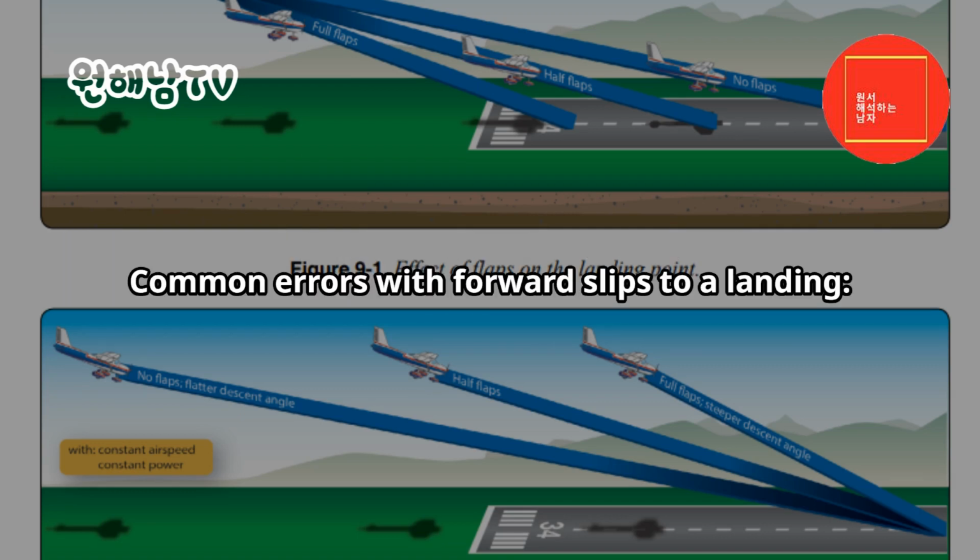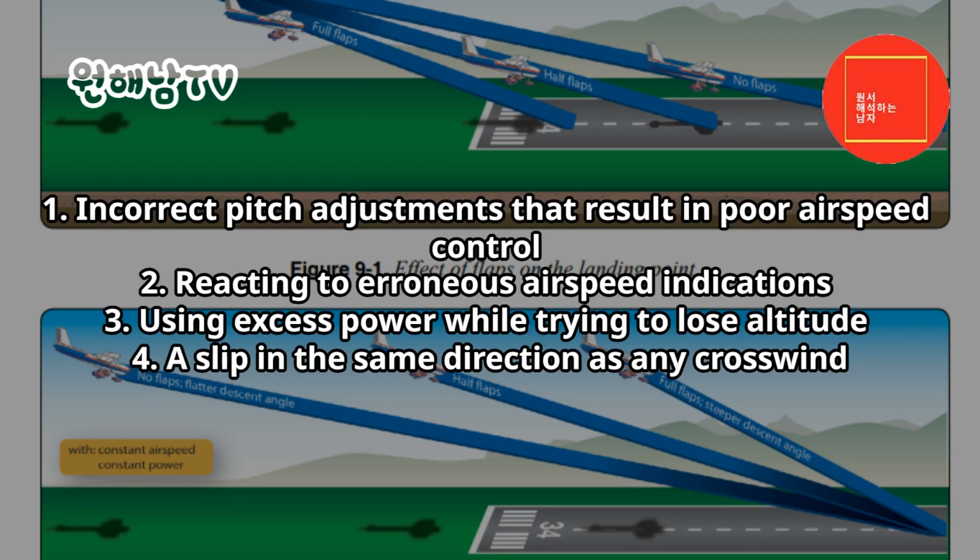Common errors. Common errors with forward slips to a landing. 1. Incorrect pitch adjustments that result in poor airspeed control. 2. Reacting to erroneous airspeed indications.